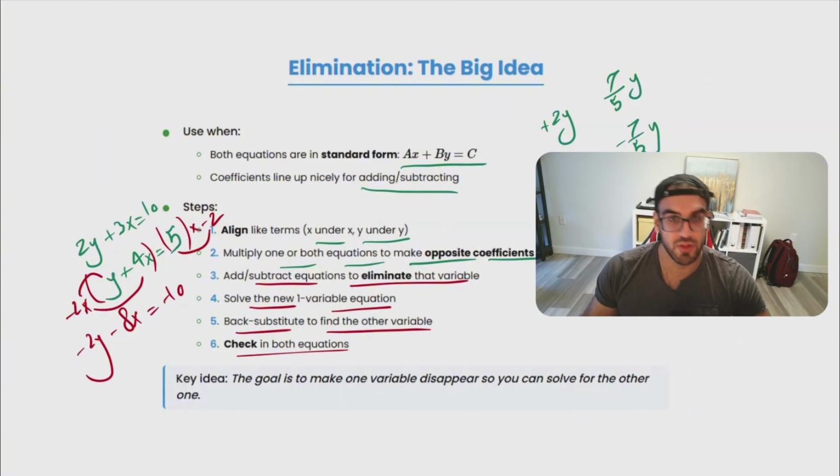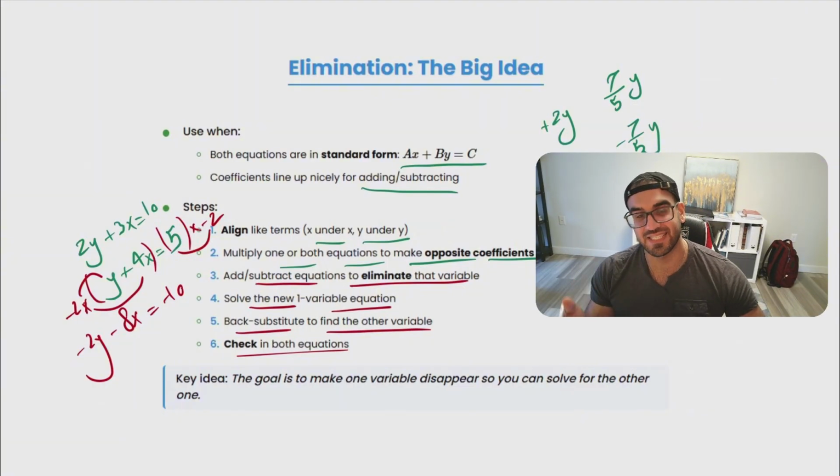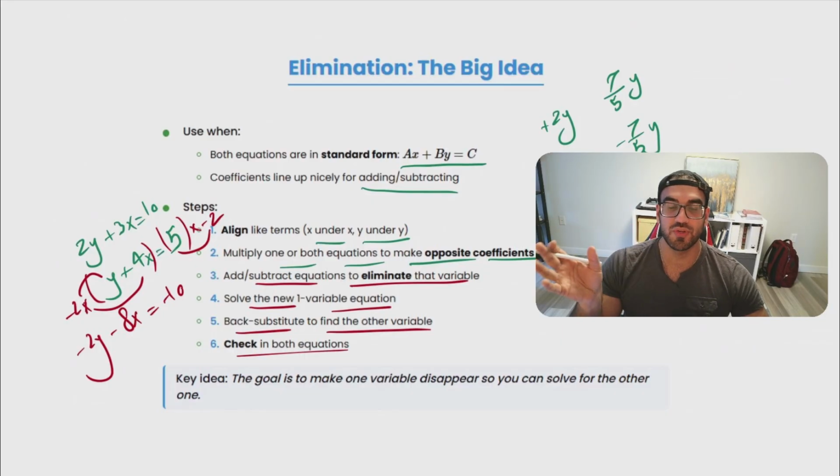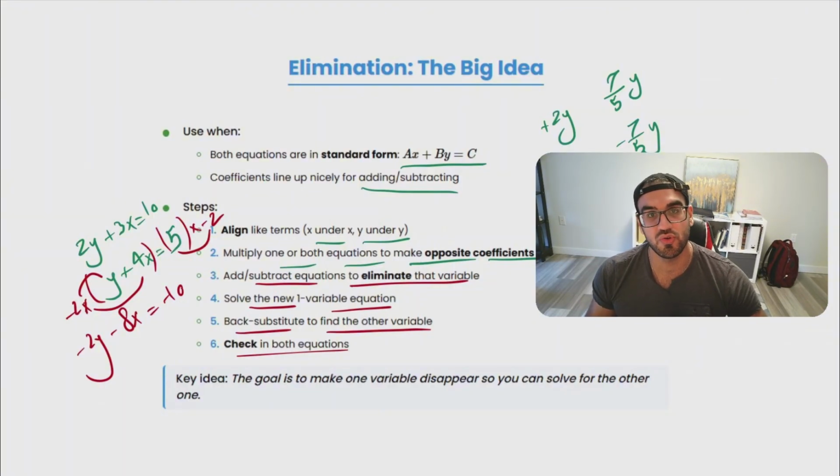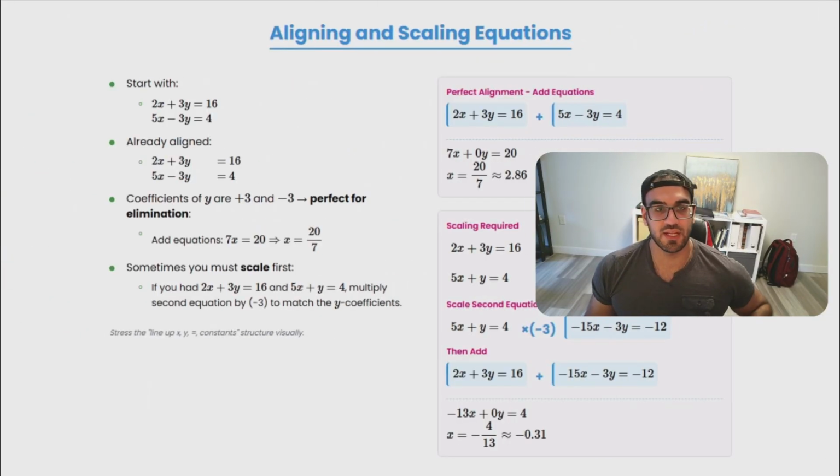So again, the key idea or the goal is to make one variable disappear so you can solve for one variable based on another one. This is the exact same idea that you use for substitution, right? If you remember, we are trying to write one variable in terms of another, put it inside the second equation, and bam, get rid of one of the variables. This is the exact same thing we are going to do, but with a different kind of method. So let's see an example.